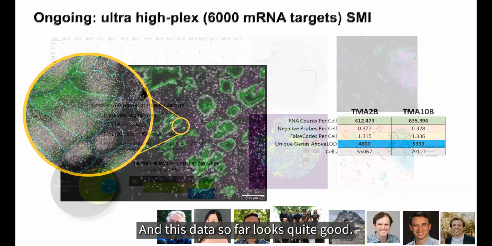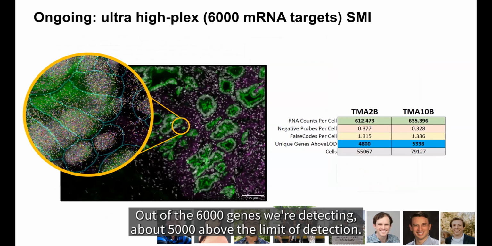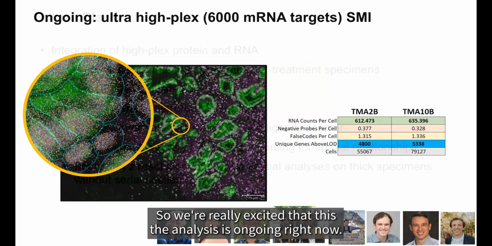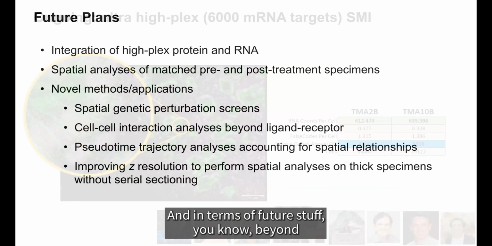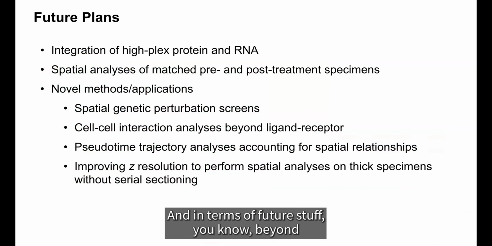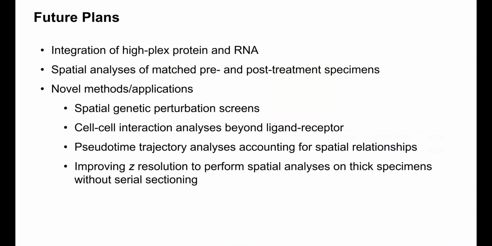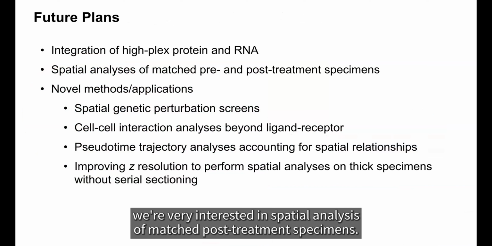And this data so far looks quite good. Out of the 6,000 genes, we're detecting about 5,000 above the limit of detection. So we're really excited that the analysis is ongoing right now. And in terms of future stuff, beyond the more obvious integration of high-plex protein and RNA, we're very interested in spatial analyses of matched pre- and post-treatment specimens.